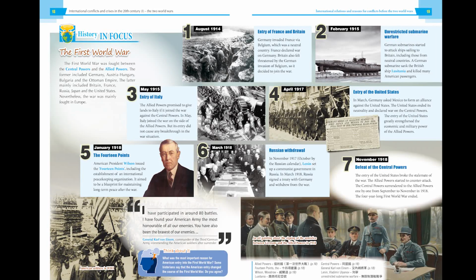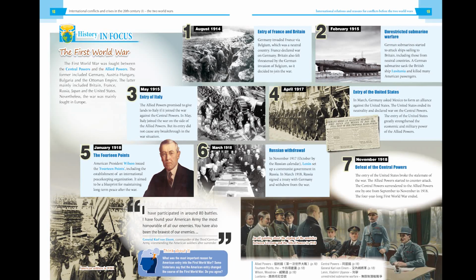2. February 1915. Unrestricted submarine warfare. German submarines started to attack ships sailing to Britain, including those from neutral countries. A German submarine sank the British ship Lusitania and killed many American passengers.